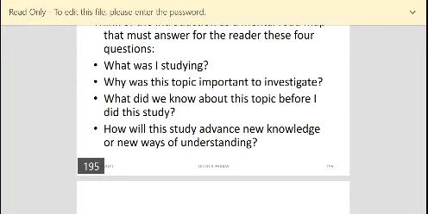Then next, what did we know about this topic before I did this study? Which means that part of the literature review, as you said, that you have reviewed what has been done in the past, so that you carry on doing into the present. Are we getting it? So when a reader is reading the introduction part, this question should be answered: what did we know about this topic before I did this study?